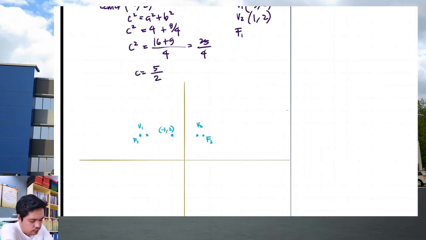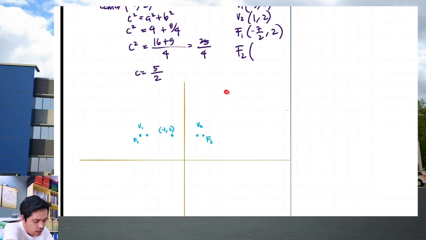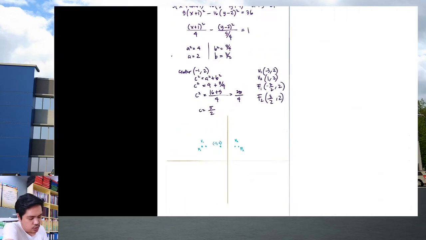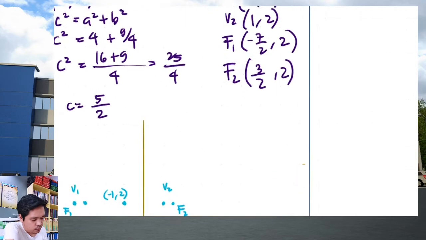And for the coordinate of F1, that would be negative 1. Then we move by 5 halves to the left, so minus 5 halves. So that's negative 7 halves. Then, syempre, nasa 2 pa rin. Then, ang F2 is from negative 1, we moved 5 halves to the right. So that would be positive 3 halves, or 1.5, or yeah, 3 halves, 2. So we have now the location of the foci.